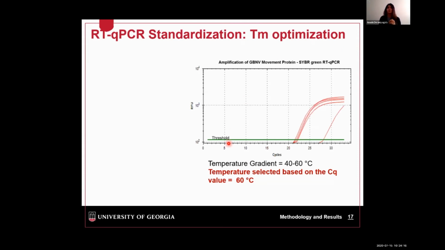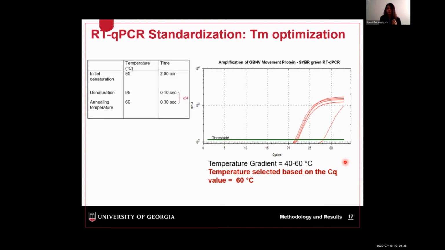Then first, we optimized the annealing temperature for the primers. For that, we used a temperature gradient. Based on the Cq value, we decided what is the best temperature to carry out the RT-qPCR. These are the results I gained for the GBNV movement protein, and based on the Cq value, we decided to proceed with 60 Celsius as the annealing temperature, and this is the finalized protocol for RT-qPCR.